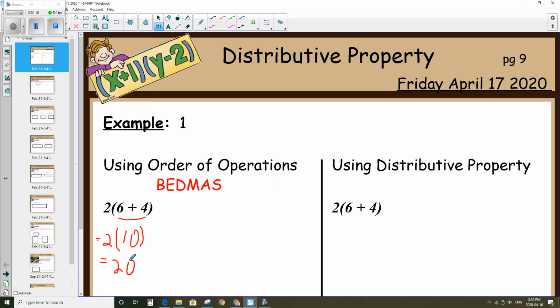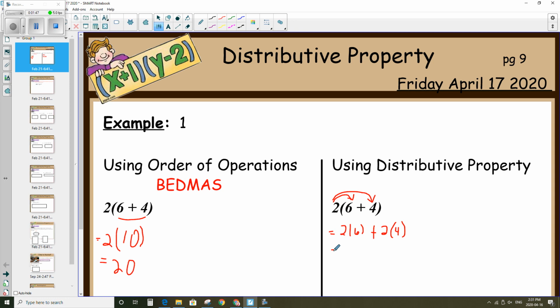Okay, now what about if we had to do the same problem but using the distributive property? Distributive property says to take whatever is in front of a bracket and multiply it by everything inside. So 2 will get multiplied by the 6, and 2 will get multiplied by the 4, right? It's getting distributed to everything that's inside the bracket. 2 times 6, write out what we're doing. So we're doing 2 multiplied by 6, and then to that we're going to add 2 multiplied by 4. And then we'll add our answers together.